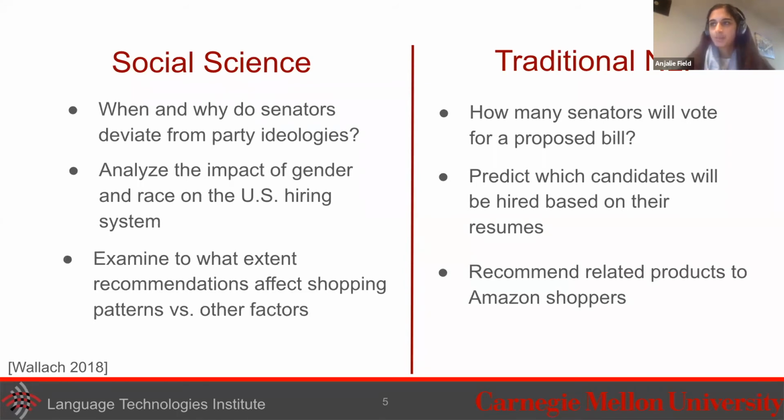And one last example, on the social science side, we might want to examine to what extent recommendations affect shopping patterns as compared to other factors. But on the NLP side, we might actually be interested in building those recommendation systems and understanding which products to recommend to people.